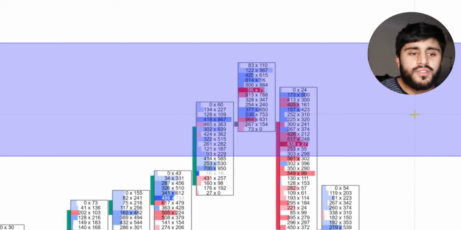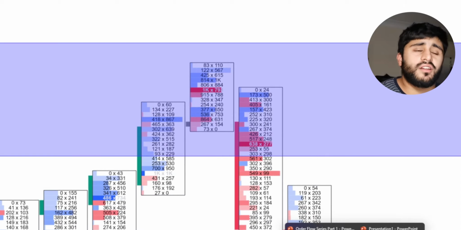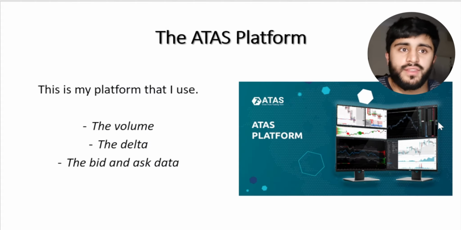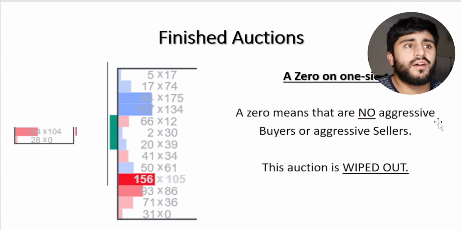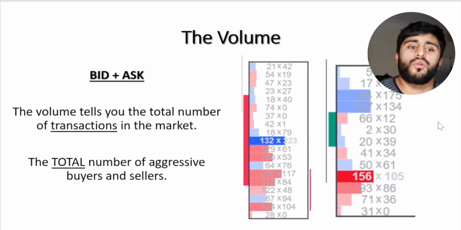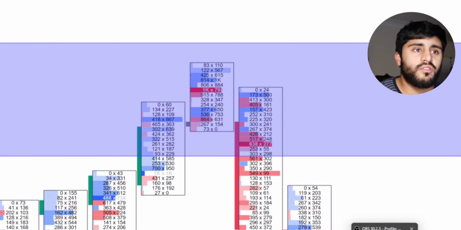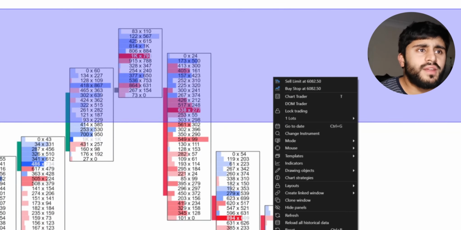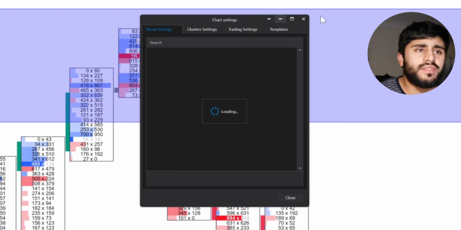So this is something we discussed last session, where we looked at finished auctions and we looked at the order flow. Now, the other thing I want to introduce traders to is the volume, right? The volume is something we will go over in future lessons, but we're going to start off by understanding how the volume actually works. So the volume itself is another tool in the cluster settings.